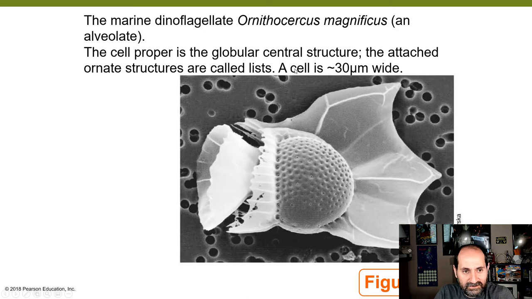Here's an example of a dinoflagellate, Ornithocercus magnificus. That's a magnificent name for this alveolate. And this is the cell proper. This is the organism here. And this all on the side, what looks to be like a fish scale, is actually an ornate structure that attaches to the organism. It's called a list. So here is the list on the side, and this here in the middle is the organism magnificus.